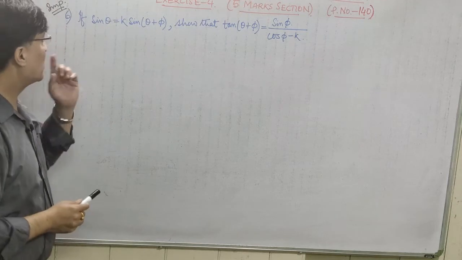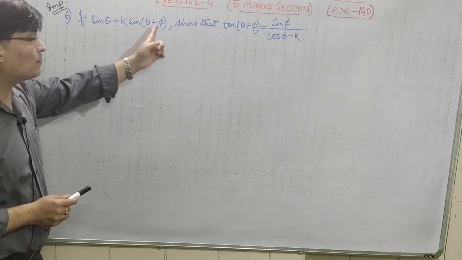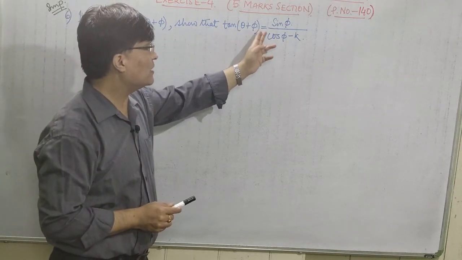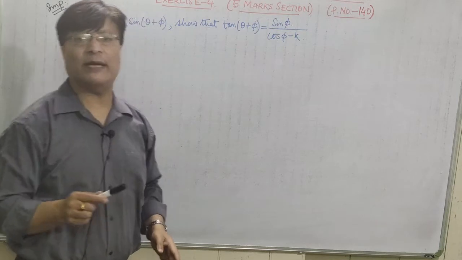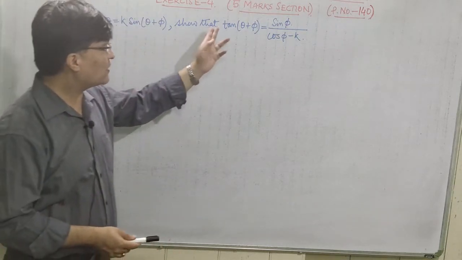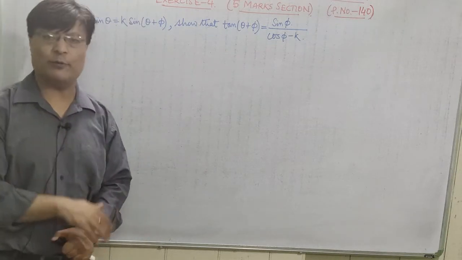Okay. So now what is given here? Sin θ = k sin(θ + φ) is given. You have to prove that tan(θ + φ) = sin φ / (cos φ − k). That is, LHS is equal to RHS. So what is the left hand side here? It is tan(θ + φ). So how will you prove it?